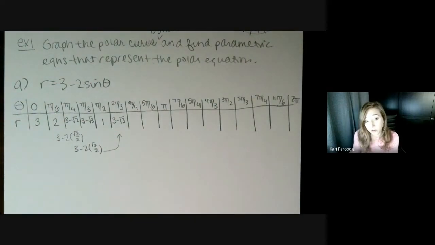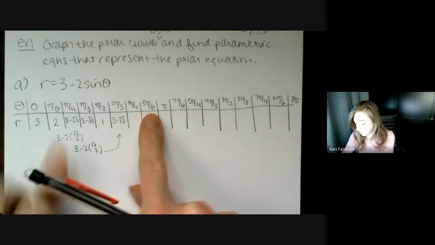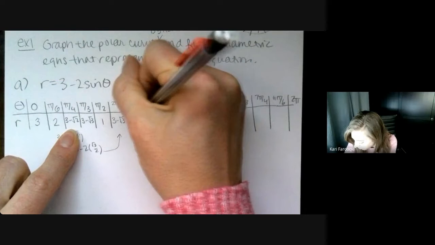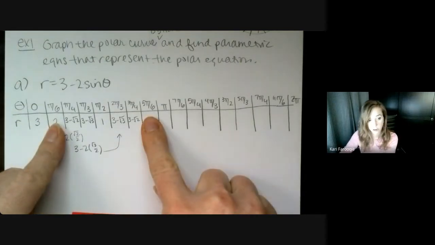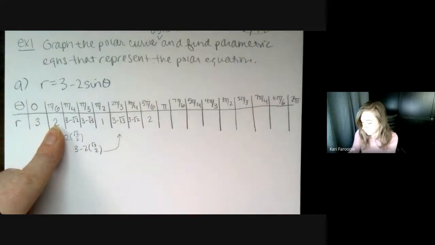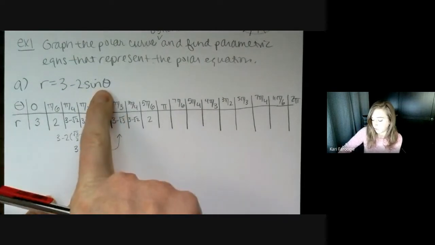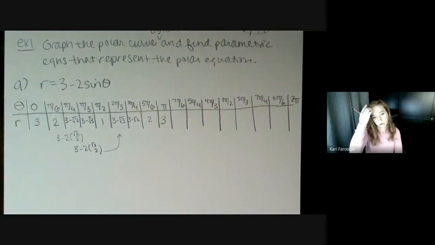For 3 pi over 4, same thing. Sine is positive in quadrant 2. So sine has the same values at 3 pi over 4 and pi over 4. So I have 3 minus the square root of 2. For 5 pi over 6, again, same value as pi over 6. It's in quadrant 2. The sine is still positive, so you can say that's 2. Now the sine of pi is 0. So the sine of 0 is 0. 3 minus 0 is 3. And you're sort of back to where you started.